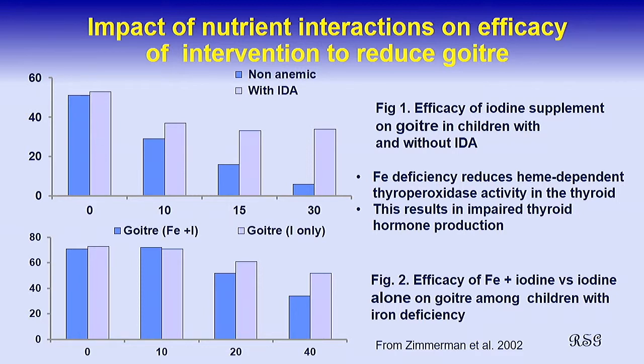This is because iron deficiency reduces the activity of the heme-dependent thyroperoxidase in the thyroid, and this results in impaired thyroid hormone production. In the second figure below, we look at the efficacy of giving iron plus iodine compared to an iodine supplement alone on the incidence of goiter among children, all of whom have iron deficiency. And as we can see, not surprisingly, those children who received the iron plus the iodine have shown a much more significant reduction in goiter than those children given the iodine alone.